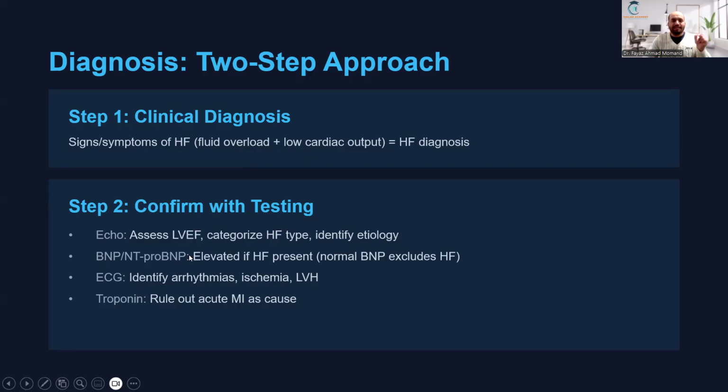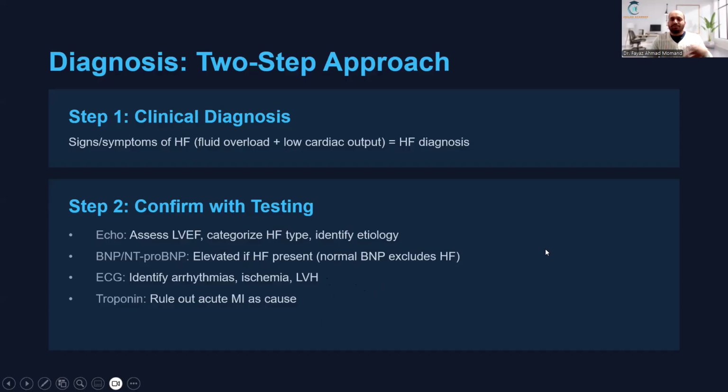So BNP, this is the test that includes heart failure or excludes it. If it is positive, it means that patient has strain on their ventricles, patient has heart failure. If it is negative, it has a very good negative predictive value. If it's negative, heart failure is excluded as the cause of patient symptoms. We do echo to see the left ventricle ejection fraction. It helps in determining which type of heart failure patient has.